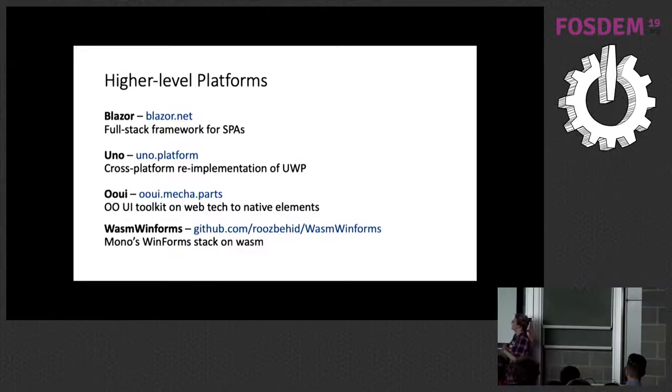Another really interesting one is Uno. Now, this is an open source cross-platform re-implementation of the Windows UWP UI framework that runs on iPhone and Android and so on, but it also runs on WebAssembly in the browser. So that's really interesting because you can write a C# app that runs across mobile and in the browser client.